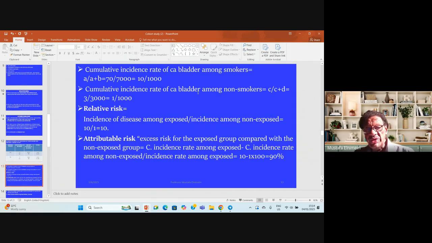The cumulative incidence rate of CA bladder among smokers is A over A plus B, 70 over 7,000, which is 10 per thousand. The cumulative incidence rate of CA bladder among non-smokers is C over C plus D, 3 over 3,000, which is 1 per thousand. The relative risk is the incidence of disease among exposed divided by the incidence rate among the non-exposed, which is equal to 10. The attributable risk is the excess risk for the exposed group compared with the non-exposed group, usually expressed as a percentage, and in this case it is 90%.